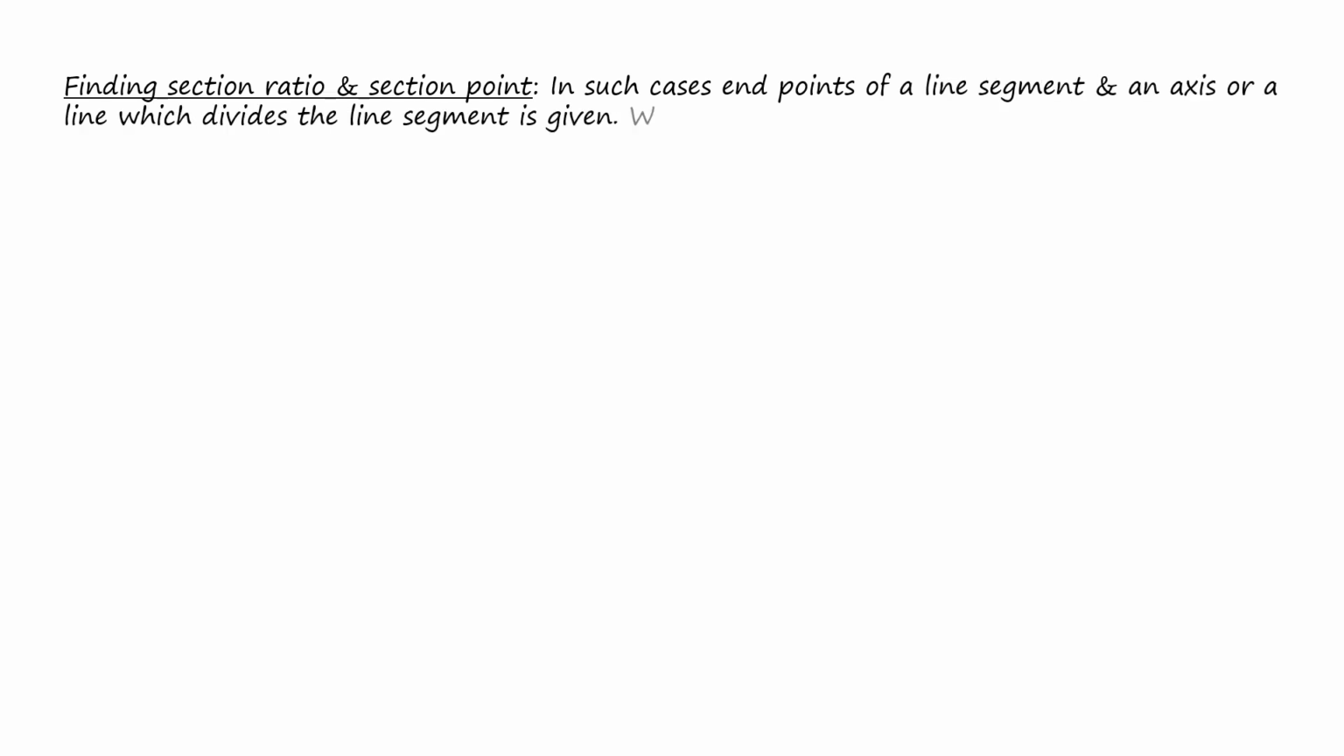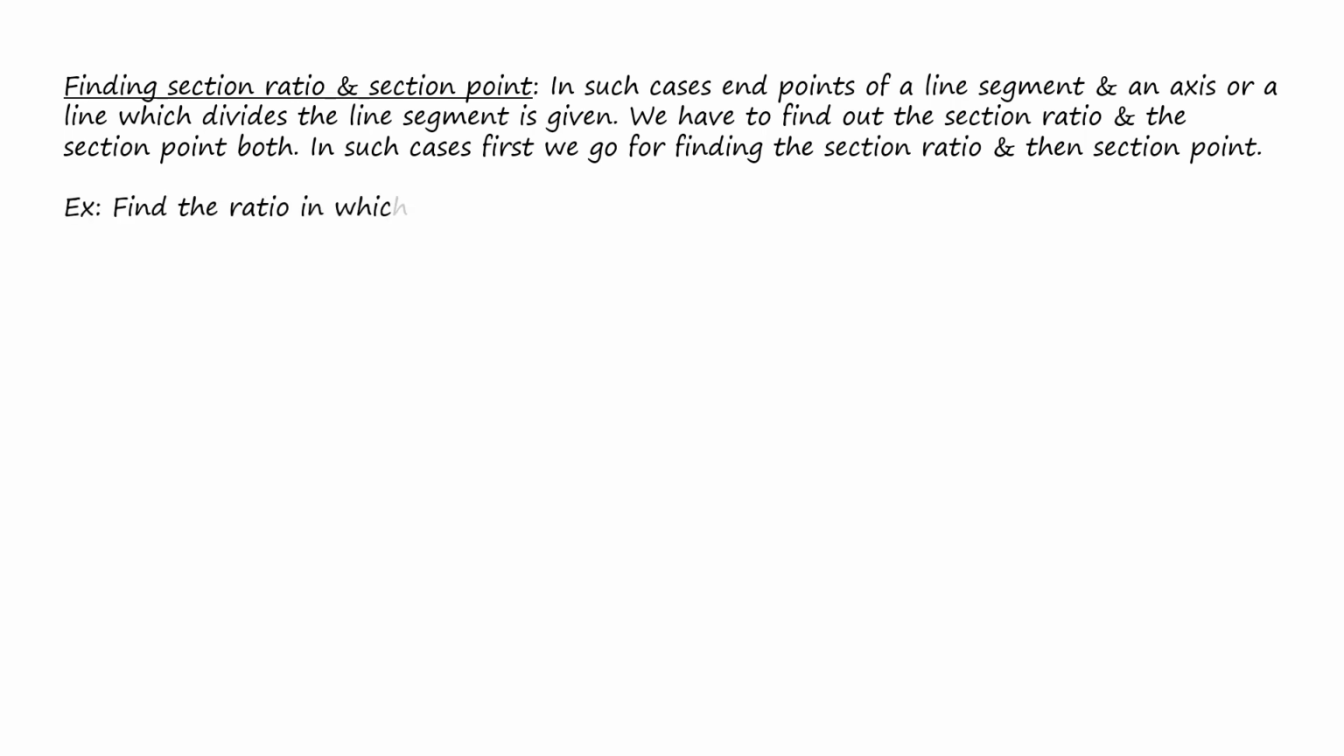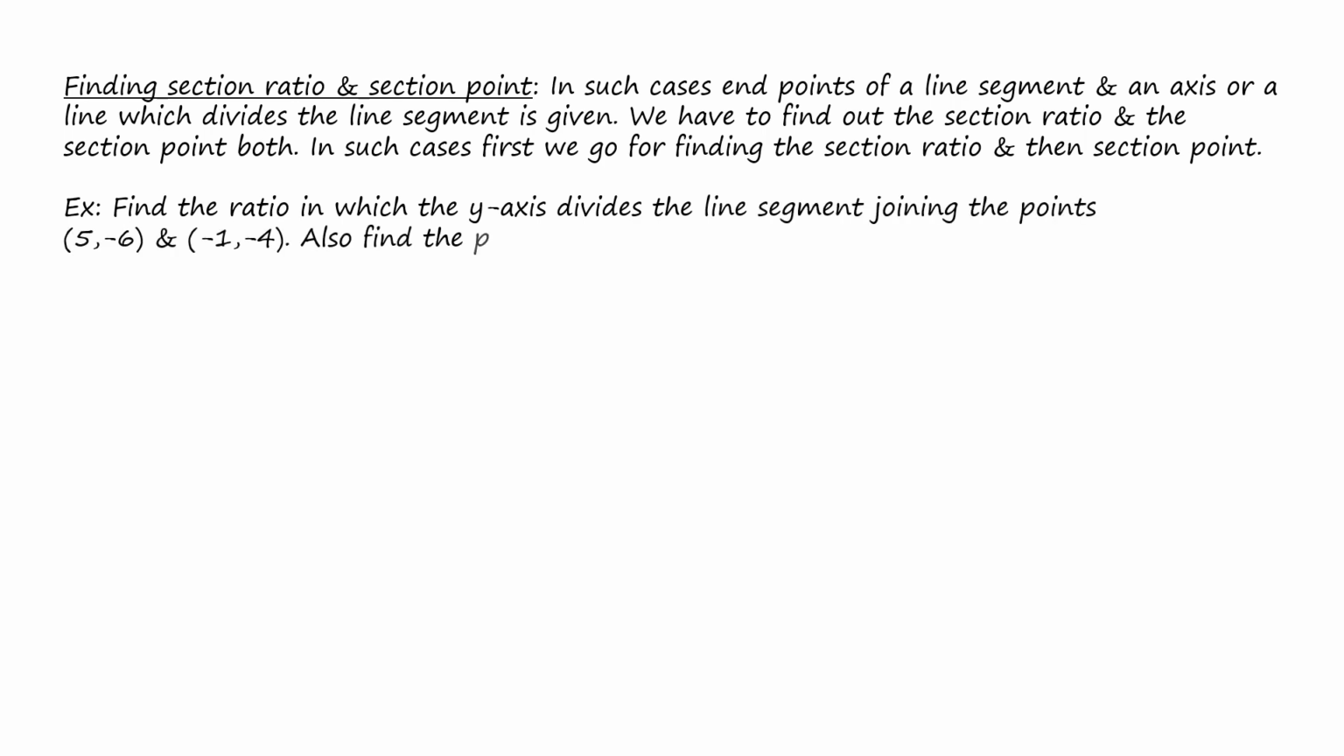Next is finding the section ratio and section point. In such cases, the endpoints of a line segment and an axis or a line which divides the given line segment are given. We have to find out the section ratio and the section point both. In such cases, first we find the section ratio and then the section point. Let's see an example. Find the ratio in which the y-axis divides the line segment joining the points (5, -6) and (-1, -4). Also find the point of intersection.